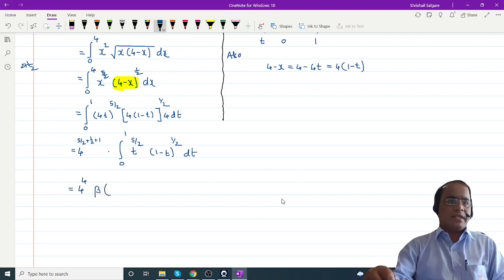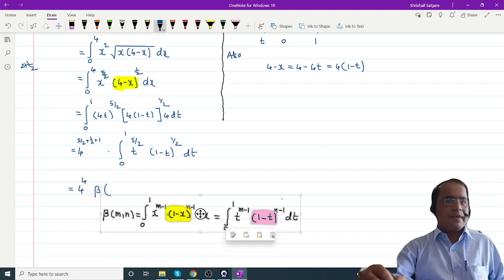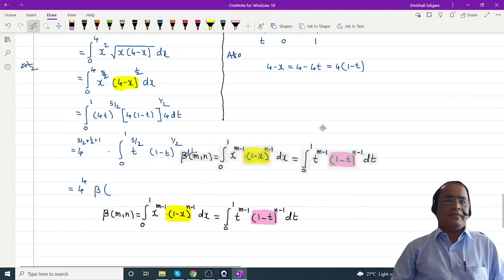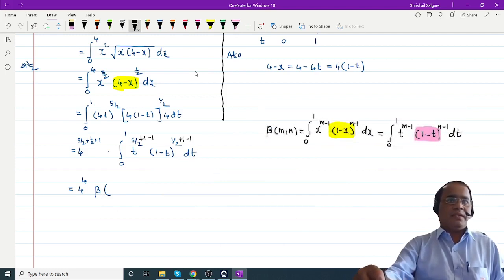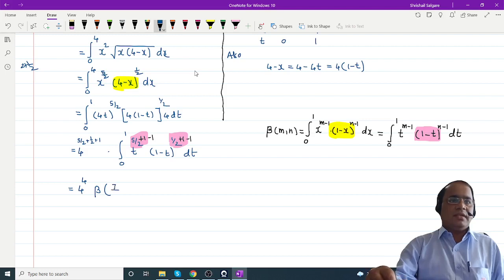And what are the parameters? Again it comes in the beta form. The parameters are 7 by 2 and 3 by 2. Very good. So you have to make the adjustment again, writing it as plus 1 minus 1. This is the first parameter, this is the second parameter, so it is beta of 7 by 2 and 3 by 2. Further it can be simplified using the property: gamma of 7 by 2 into gamma of 3 by 2 divided by gamma of their addition, 8 by 2.